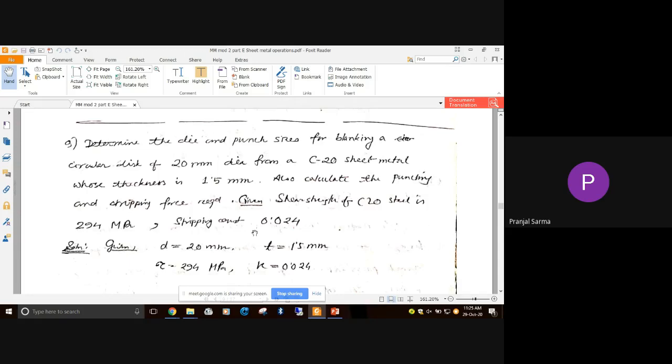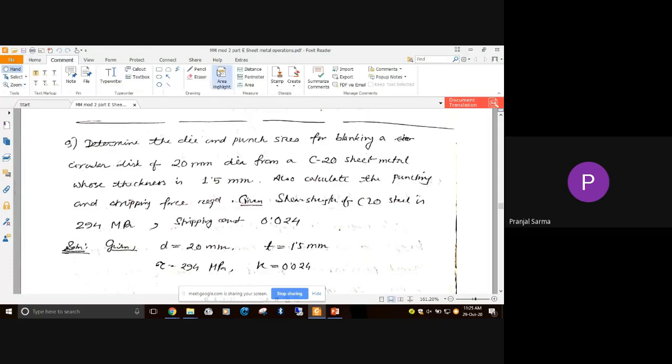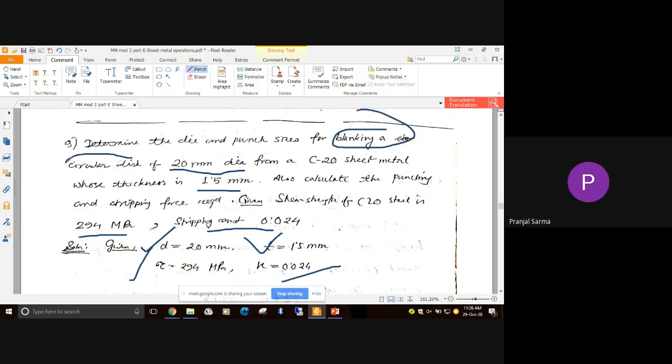Initially we have to write down all the given data. So here we are writing all those given data. First, 20 millimeter diameter is given, so this we can consider D. The thickness, which we denote by small t, is 1.5 millimeter, and the material shear strength is given as 294 megapascal. The stripping constant for this case is K equal to 0.024. Apart from that, an important thing to notice is that we are blanking a circular disc, and ultimately we have to find the sizes of the die as well as the punch for this operation.